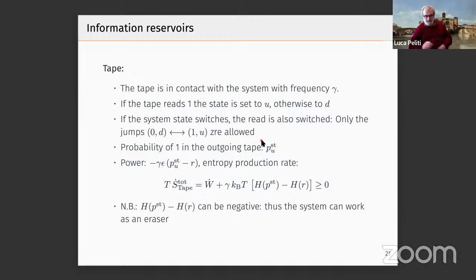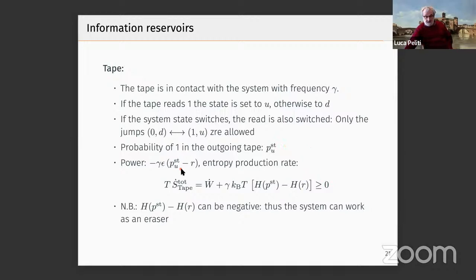Say that the probability in the outgoing tape is equal to the steady state. Since whatever happens, after the interaction, if the tape reads one, the system must be in the state U, the upper energy state. So this quantity is the probability that in the outgoing tape we read one.